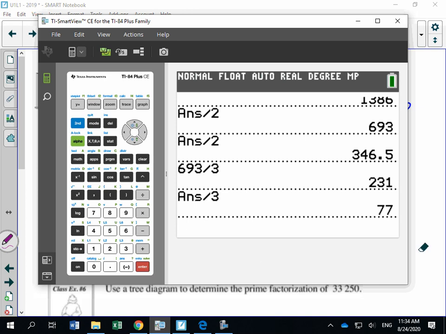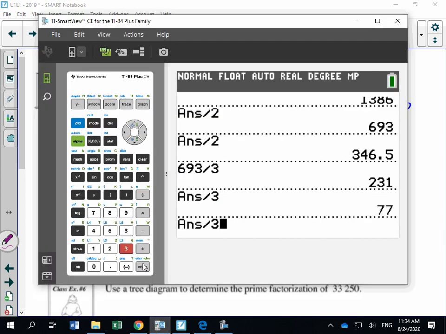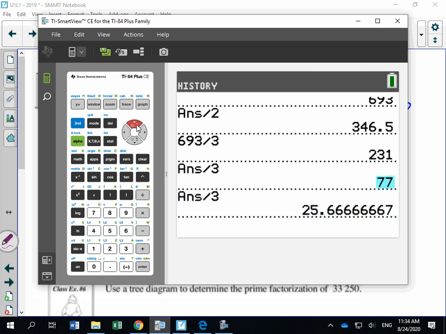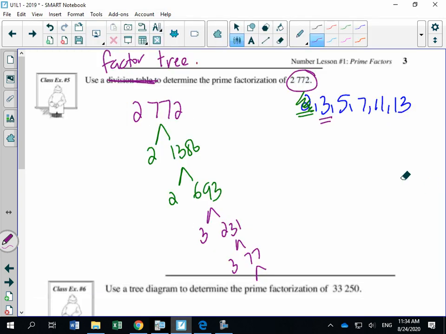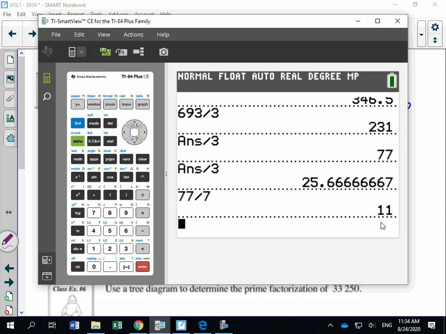77. Keep going. Let's check 77 divided by 3. Doesn't work. So now I go back up. 77 is not divisible by 3, so I scratch it out. I want you to check 5 on your calculator. Is 77 divisible by 5? If you type it in right now, you'll see that it's not divisible. So you scratch out 5. And then you're going to check the next number, 7. 77 divided by 7 is 11.